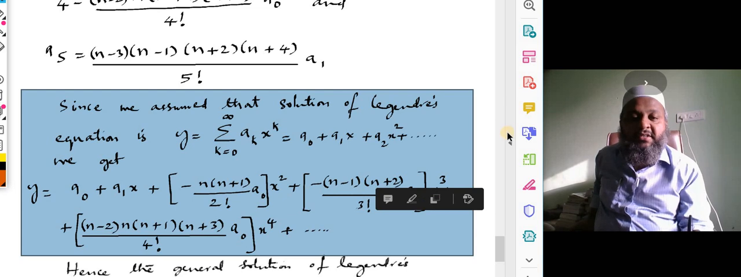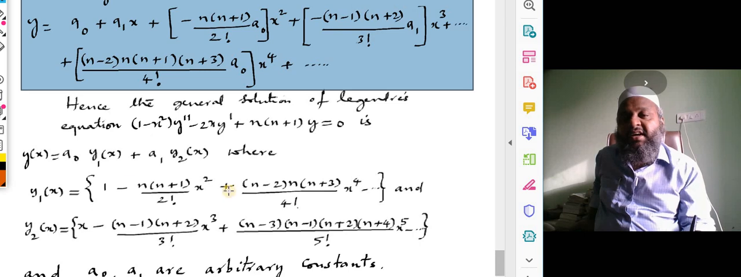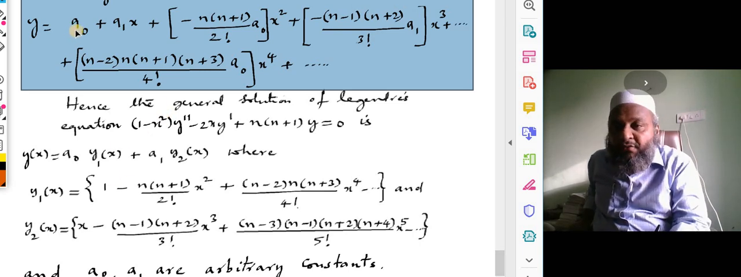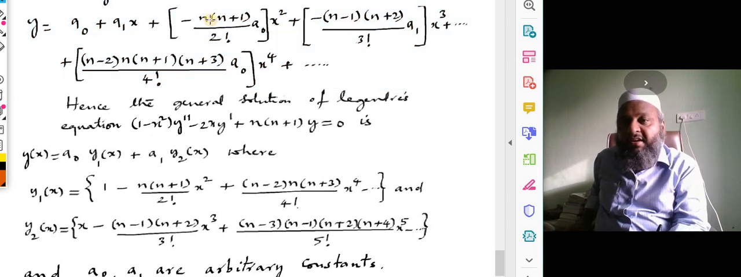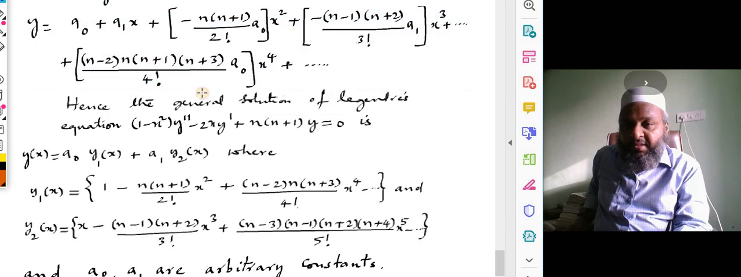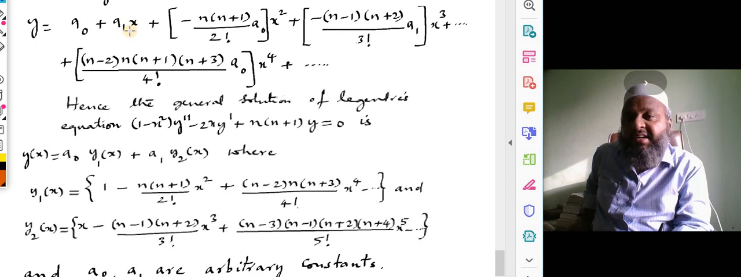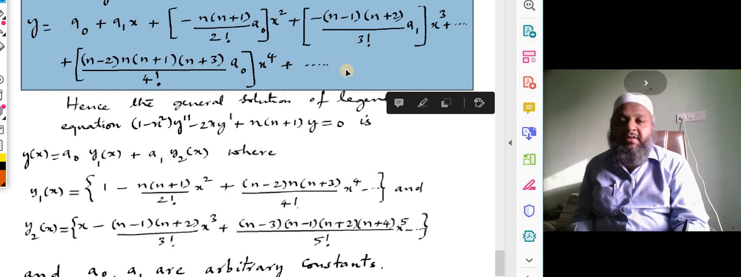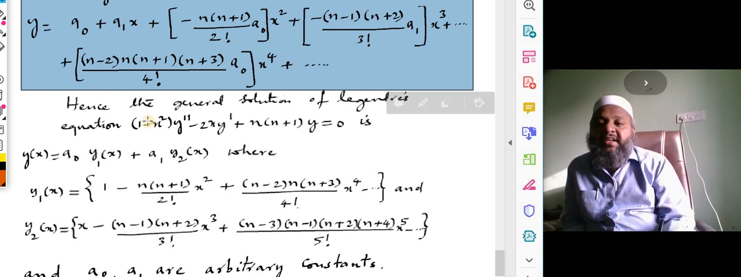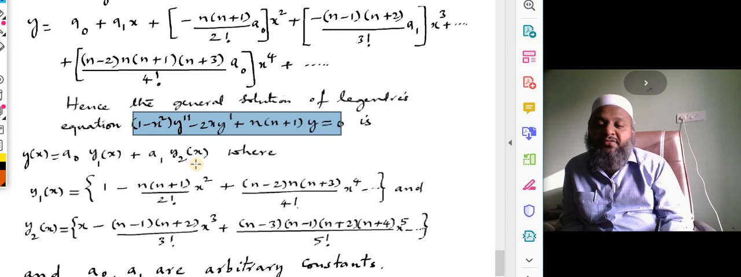a4 depends on a0. Now once we write that a0 is one arbitrary constant and a1 is one arbitrary constant, so the general solution, now we can take all these a0 terms from here and from here and from here. So if we take a0 common, the even powers of x will appear, and if we take a1 common, a1 comes here and a1 comes here and a1 comes in a5 also. So in short, we can write the general solution of this Legendre's equation as y of x is equal to a0 times some function plus a1 times another function.